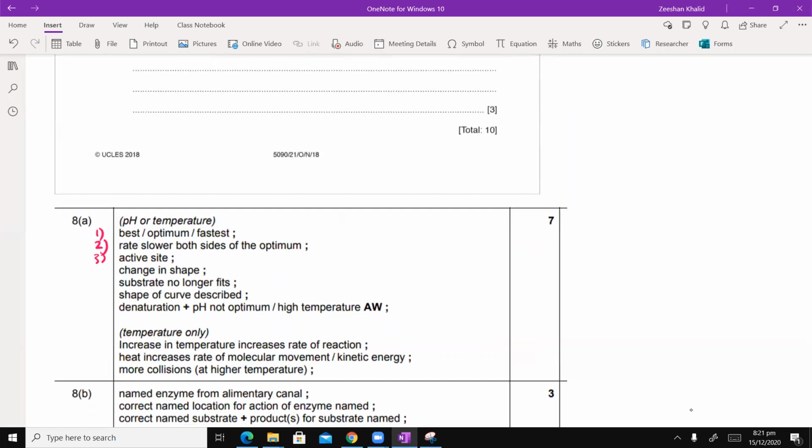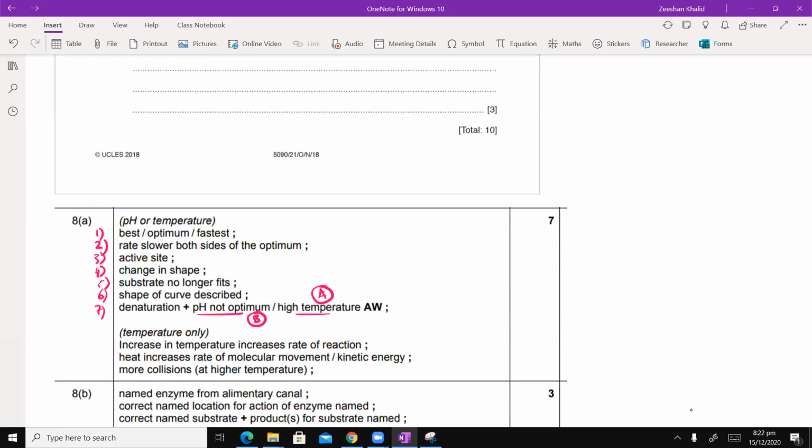और फिर आप बात करेंगे active site की, which changes shape, and then substrate no longer fits, and the shape of the curve described, which is basically the graphical shape, and then denaturation. Okay, is point number 7. Plus pH, okay, not optimum at high temperature. यानी कि denaturation कब होगी? Number 1, when the temperature is very high, and number 2, when pH is not optimum. In both of these situations, denaturation is bound to happen.